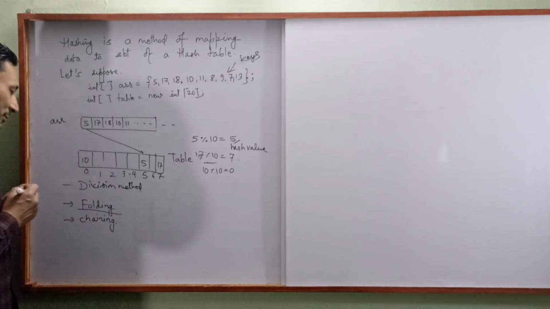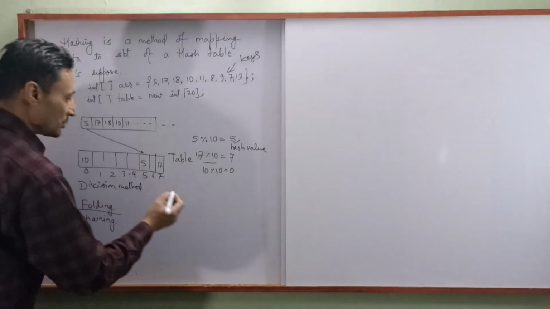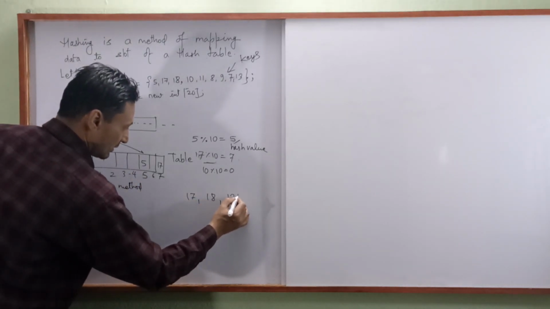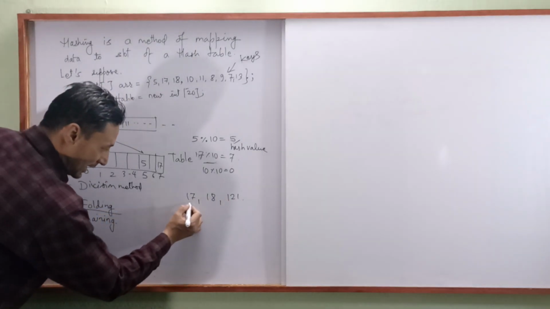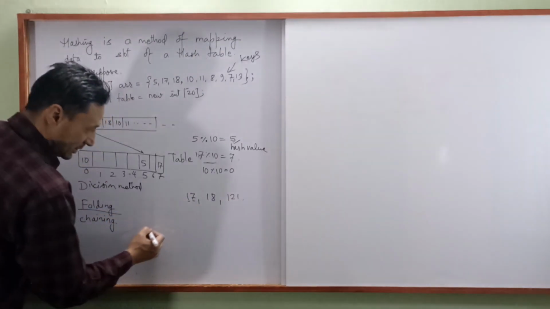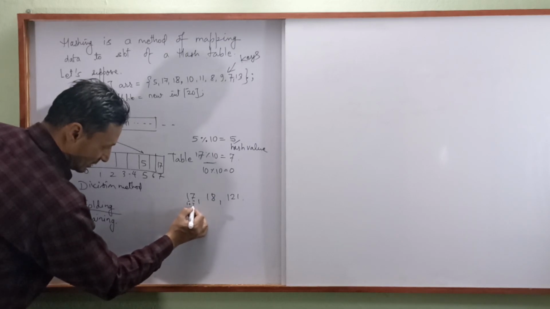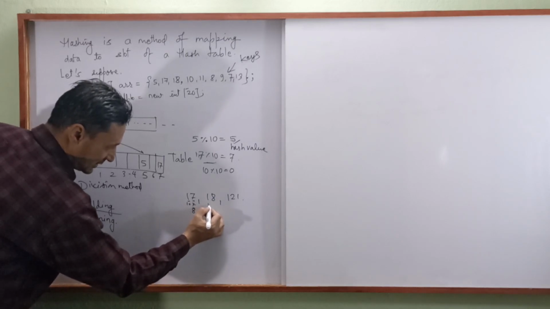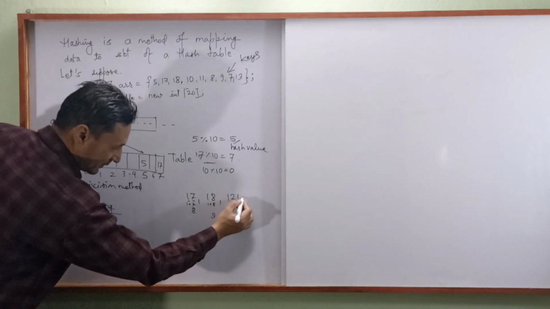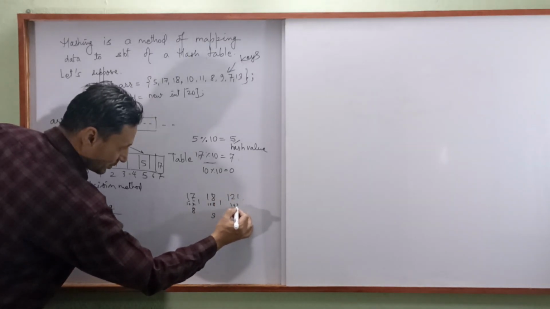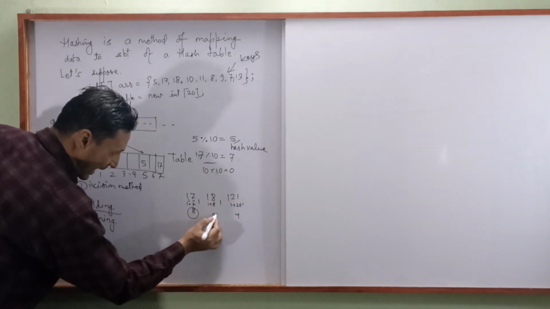In the folding method, what happens is, let's suppose we have a value something like this. We will add these individual digits. If we add these two, we will get 8. If we add these 2 digits, we will get 9. If we add all these 3 digits, 1 plus 2 plus 1, we will get 4. These are the hash values.